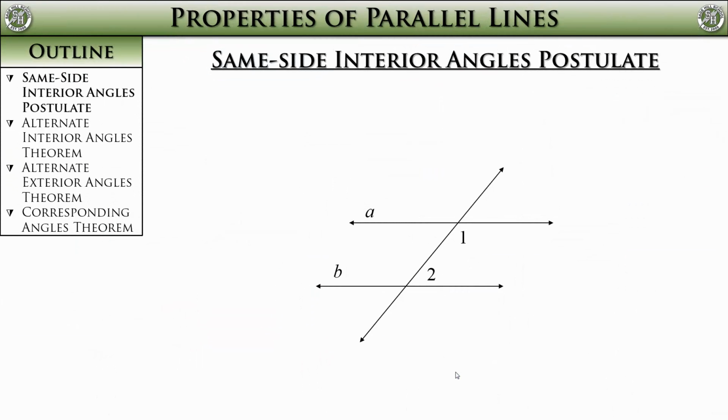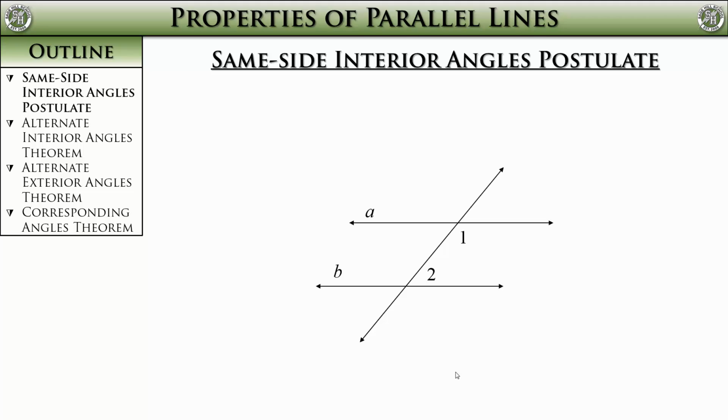In the outline you'll see a lot of familiar terms from last time. Same side interior angles, alternate interior angles, alternate exterior angles, and corresponding angles. Last time I showed you they all existed, even if the lines weren't parallel. That's true. But nothing interesting happens until the lines are parallel.